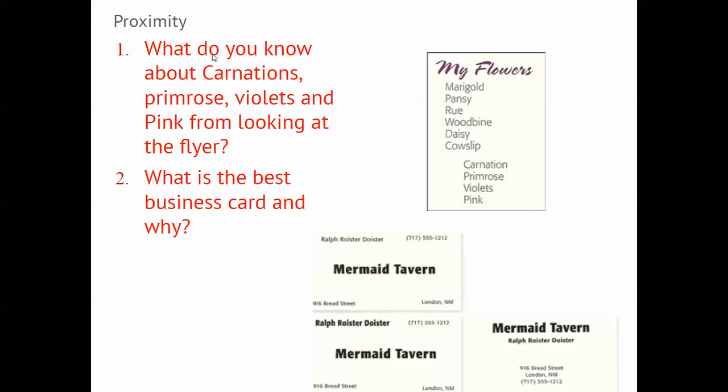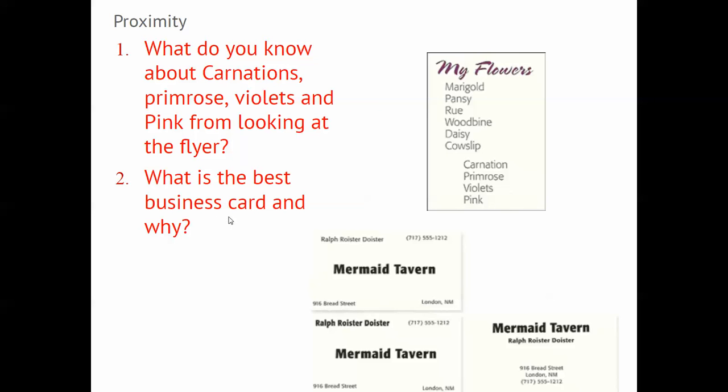What do you know about carnations, primrose, violets, and pink from looking at the flyer? Well, we don't know exactly what, but these things are grouped together. There's something similar about these, and we know that there's something different about these than from these. So the proximity of these tells us that these are the same and these are different than these. Okay.